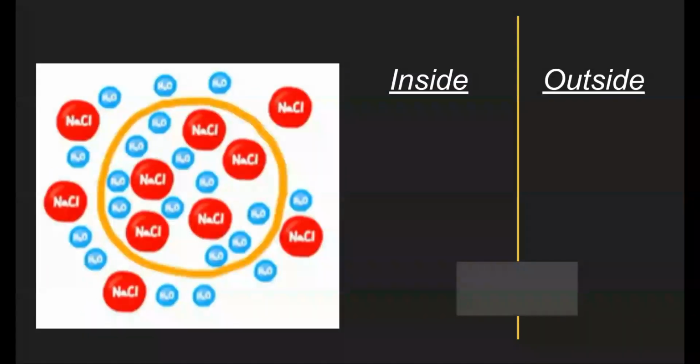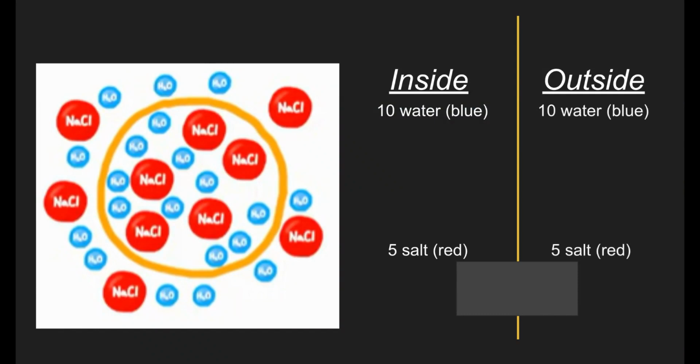Okay, last one here. Inside the cell, I have 10 water molecules and 5 salts. Outside, I've got 10 water molecules and 5 salts. So notice we can ask ourselves which side has less solute, which side has more solute. Well, in this case, it's equal. When you have equal solutes on both sides, we call that isotonic. So this cell is isotonic with the solution that it's in.